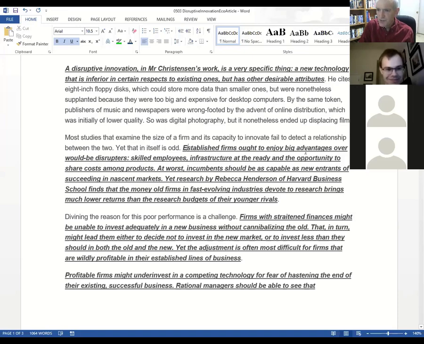So established firms should have a big advantage. They have better trained employees. They've got the infrastructure, all that property, plant, and equipment. They can have economies of scale. They should be as good as the new entrants. Yet what they're discovering is that these old firms in fast evolving industries are actually set up to fail. They tend to put their research budgets where their margins are the highest. They don't want to put money in the places where margins are low, which is where these disruptors are jumping in.